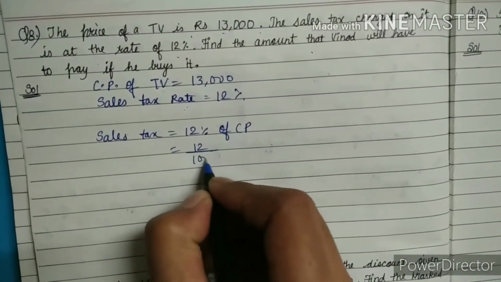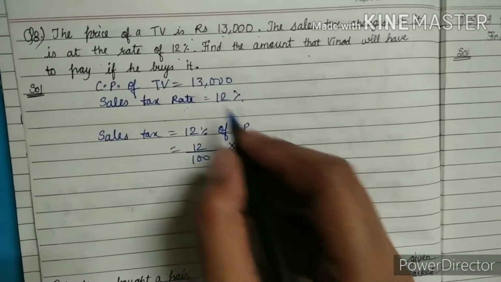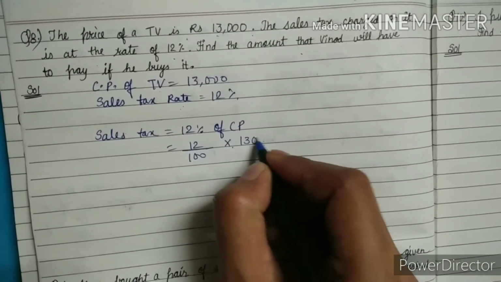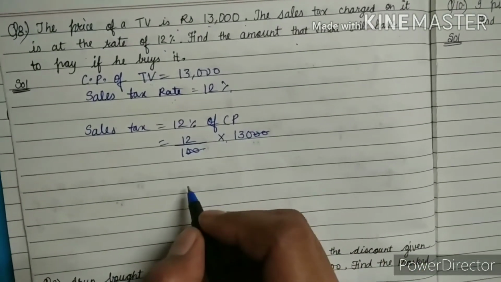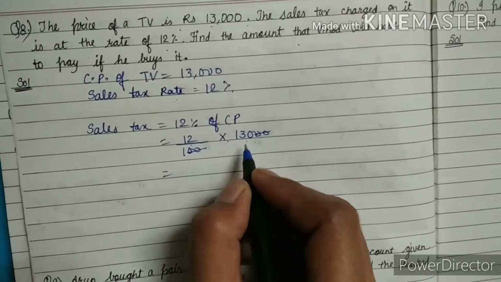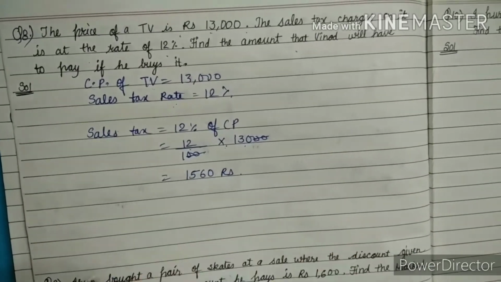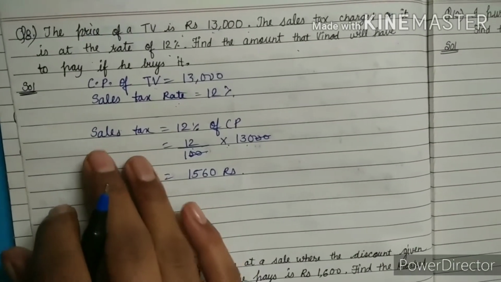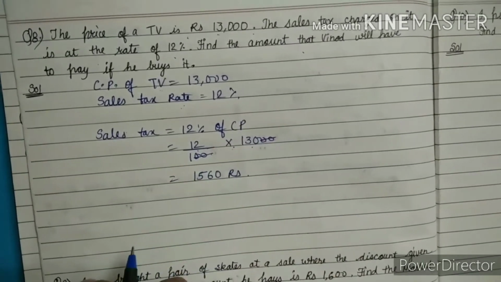When we remove the percent symbol, 100 will come at the downside. In place of "of" we put multiplication, and 13,000 will come in the place of CP. Cutting the zeros, when we multiply 12 into 130 we will get 1,560 rupees. So the total sales tax is 1,560 rupees that we now have to pay.